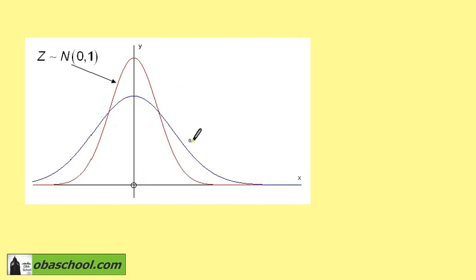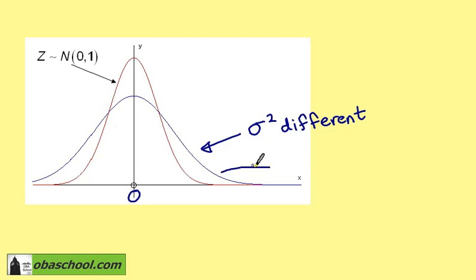Here we have once again the red curve as the standard normal. The blue curve has the same mean, but the variance is different. We can see the curve is a different shape. We can actually change the shape of the blue curve so that it matches the red curve by dividing by the standard deviation. This is something you should remember.